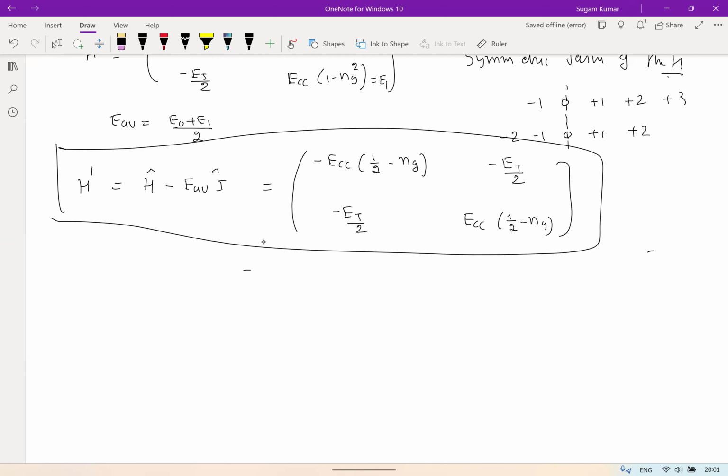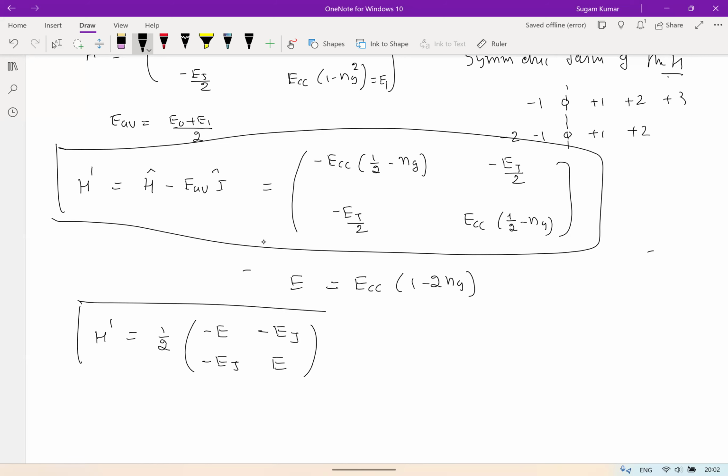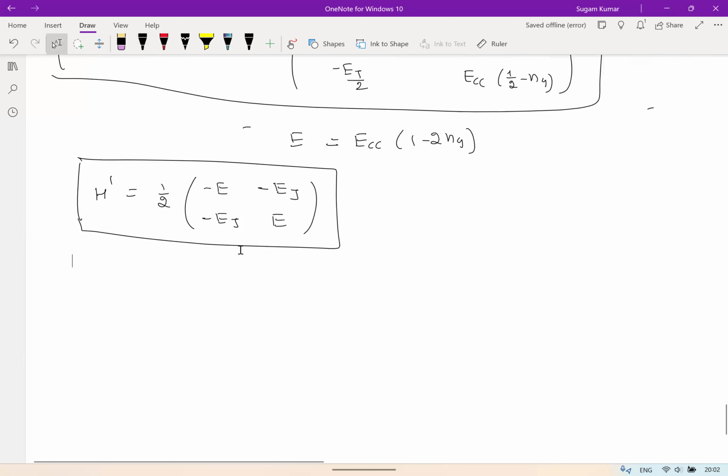I can define E as ECC and 1 minus 2 Ng. So in that situation, this H cap is going to become 1 by 2 and it becomes minus E, minus EJ, and also minus EJ and E. So we are almost done and we are going to conclude now, and we will see how this superconducting system is going to act like a qubit.